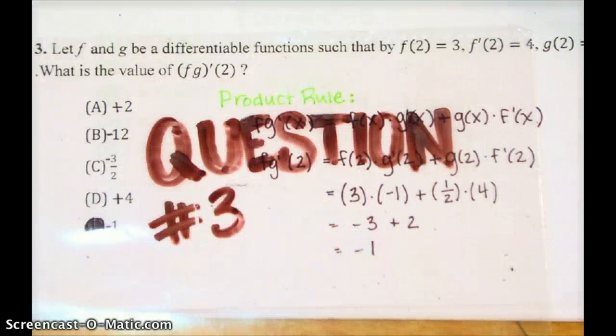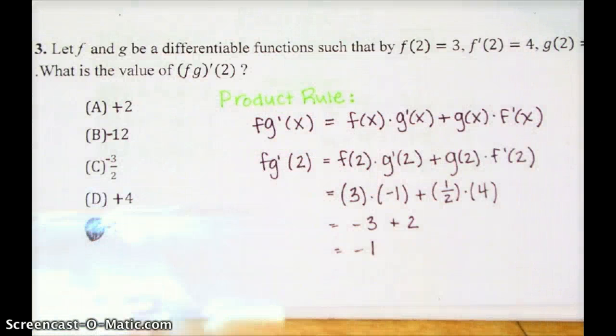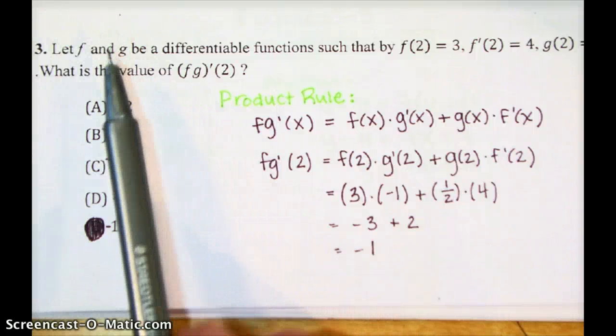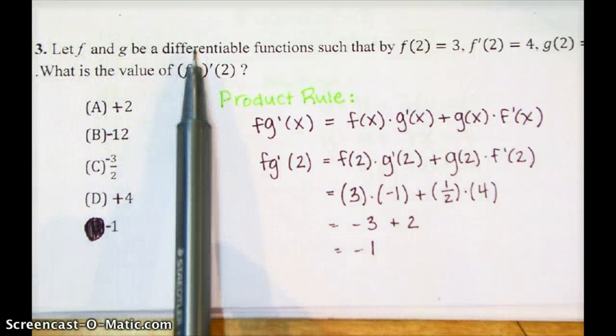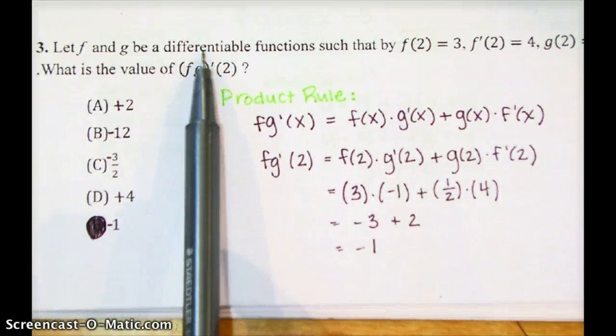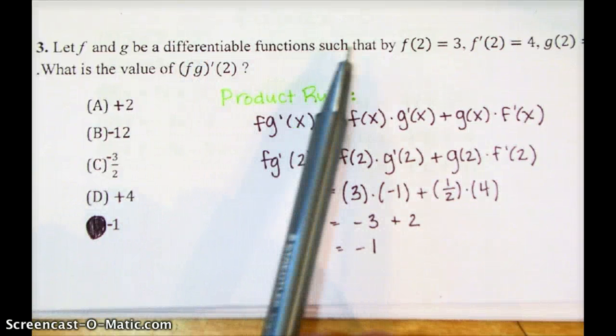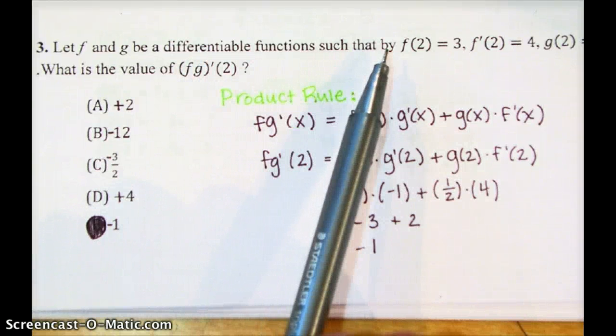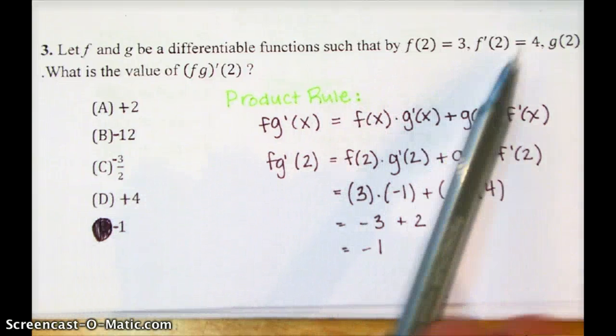In question number 3, we start with some terminology that you need to understand. Don't skip the words. Use the words, they'll help you. F and G are differentiable functions. Okay, so we have 2 functions. Such that by something, something, something. So they're telling us things that are true.